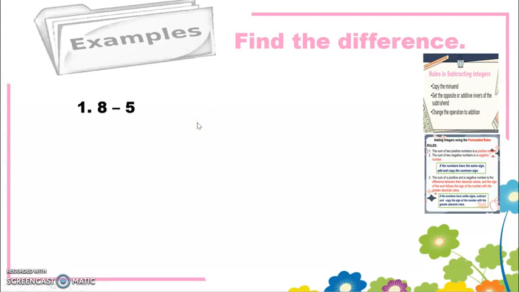Okay, so 8 minus 5, or positive 8 minus positive 5. Take note, class, this is a subtraction operation. So don't get confused sa sign, because 8 here is positive and 5 is also positive. So first thing to do, sa rules of subtracting integers, we have to copy the minuend. By the way, we have number 2, 9 minus negative 4, and number 3, negative 7 minus negative 6. So let's answer number 1.